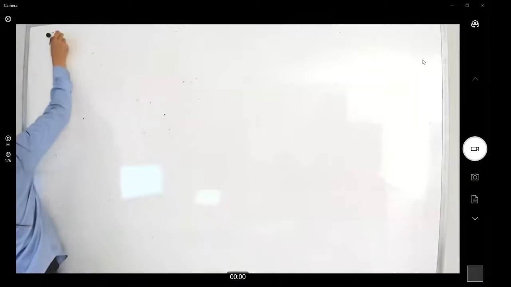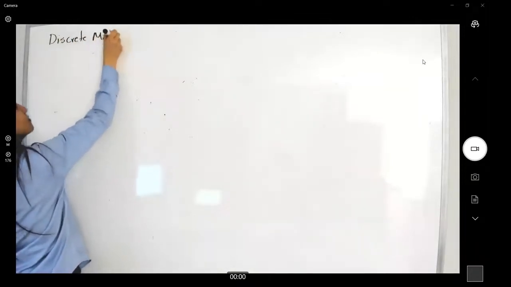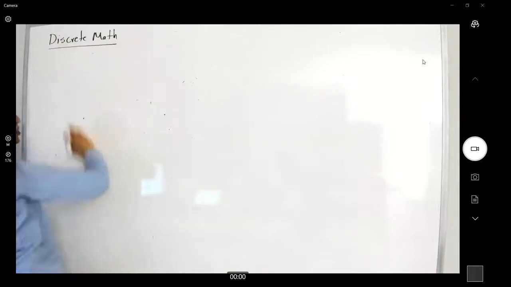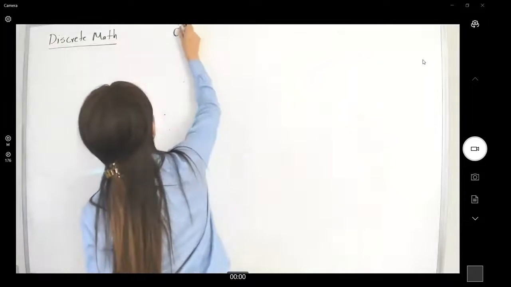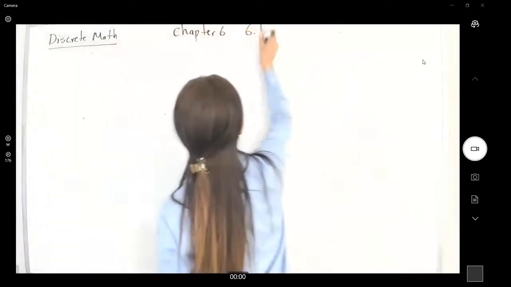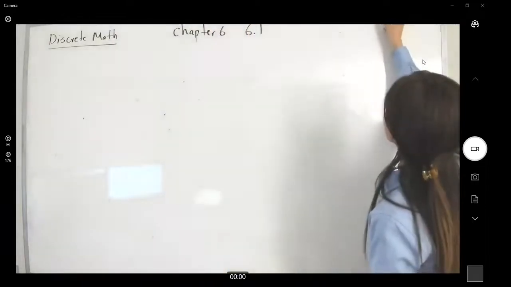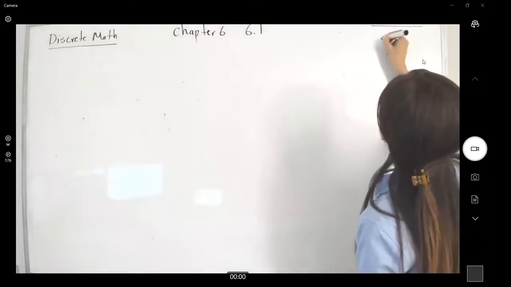Discrete math. We're going to start a new chapter, chapter 6. We're going to talk about sets. Objectives. Sets.